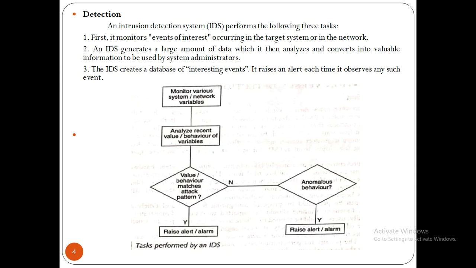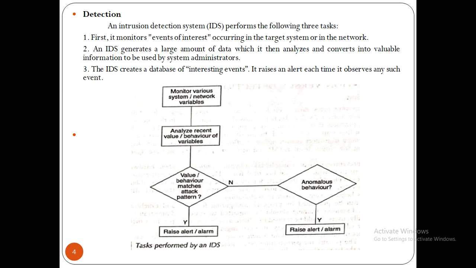through a certain port. The second step is that an IDS generates a large amount of data, which is then analyzed and can be converted into valuable information to be used by the system administrator. Here the information collected can be used and may lead to conclusions such as the source address in 90% of the packets received in the last 5 minutes has never been seen before by the specific IP addresses.